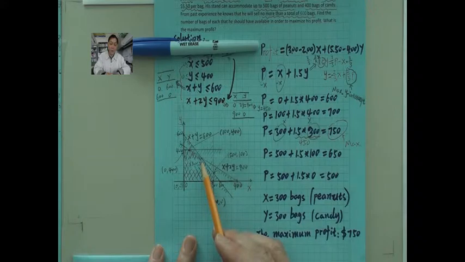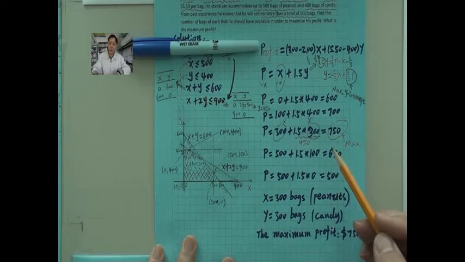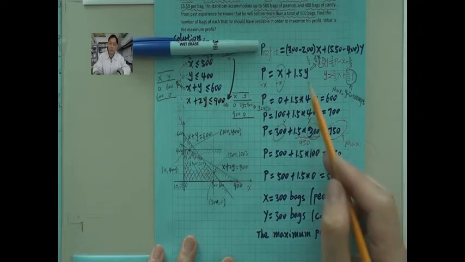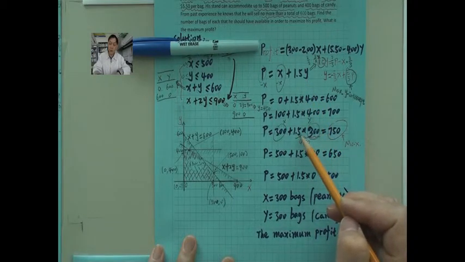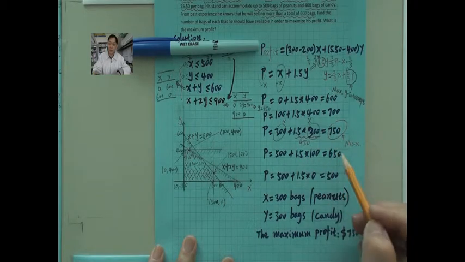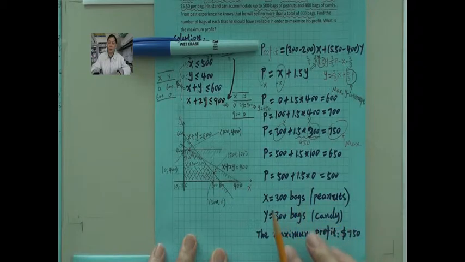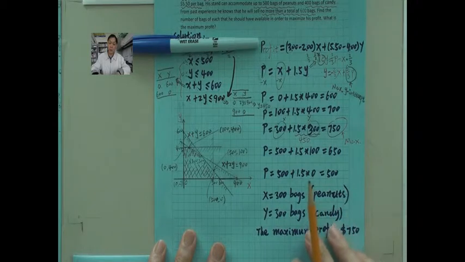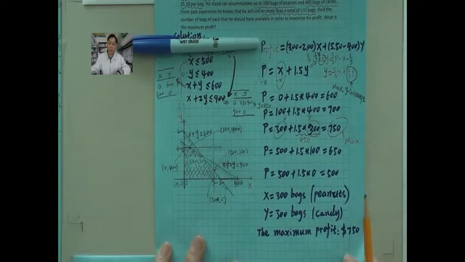But we have 300, 300, the third corner point. X is 300, and then plus 1.5 times 300, right here, plug in 300. 300 times 1.5 is 450. Plus 300, we have 750. So it might be this point, 300, 300. But we need to check two more points.